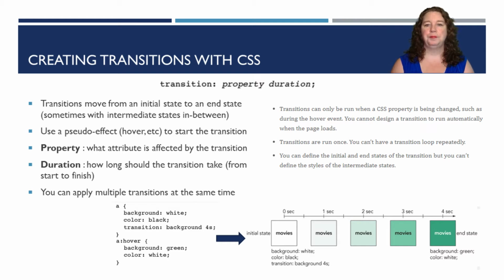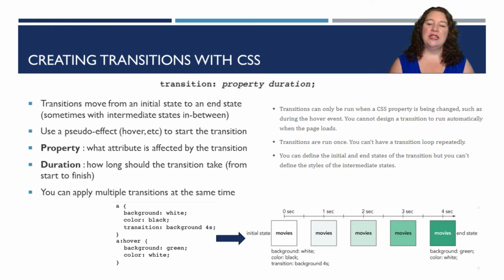So in our transition, we give what property is affected and how long that should occur from start to finish, generally in seconds. Transitions can only be run when a CSS property is being changed, such as a hover event or some other pseudo effect like that. You can't just set it to run automatically when the page loads. That's animation. We'll talk about that in a second. Transitions are only run once, and you can't have a transition on loop. So it just does it once and then it's over.